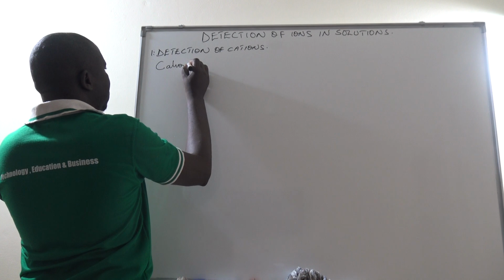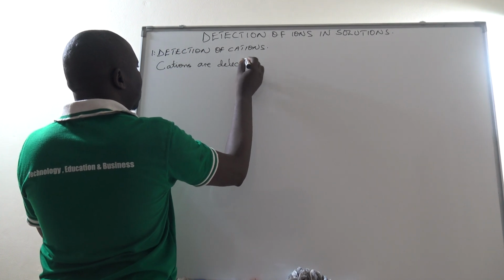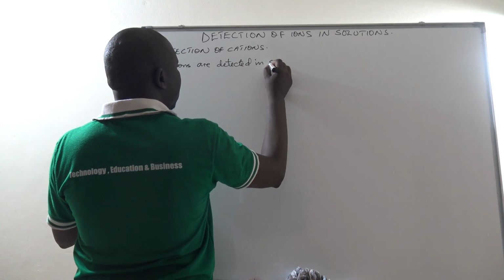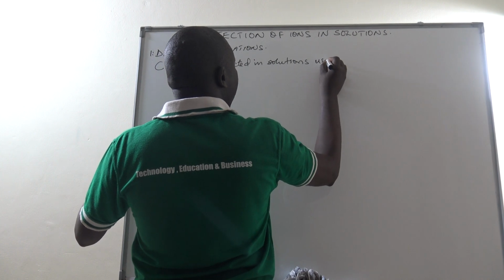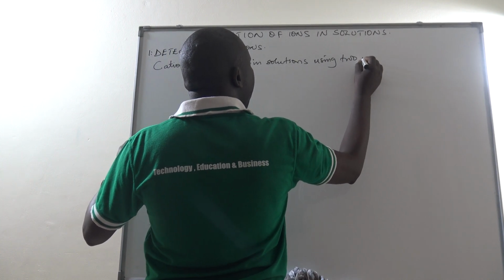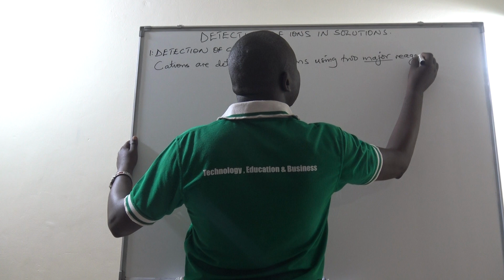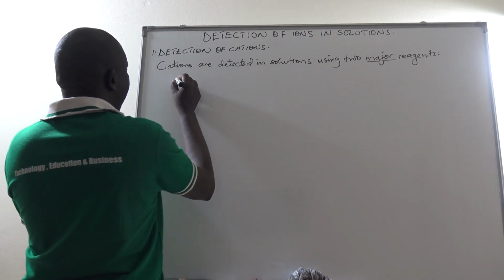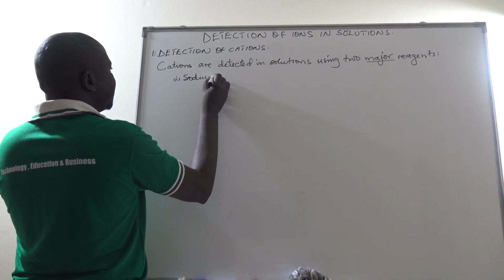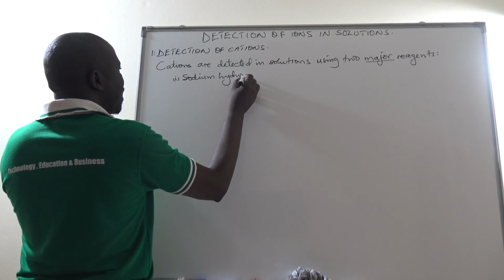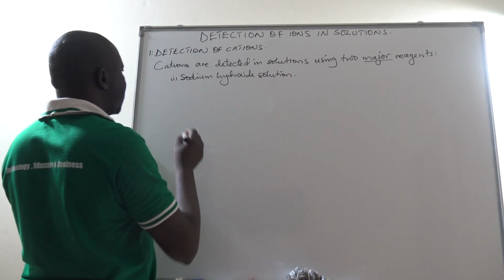Cations are detected in solutions using 2 major or chief reagents. And these reagents are: 1, we have sodium hydroxide solution.